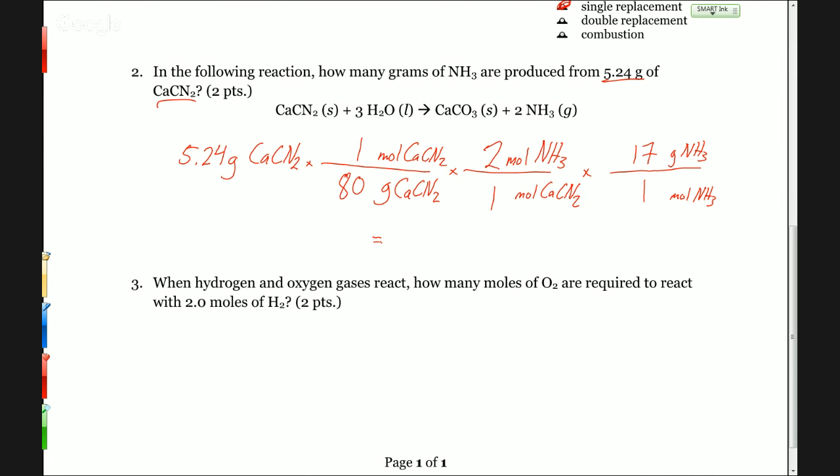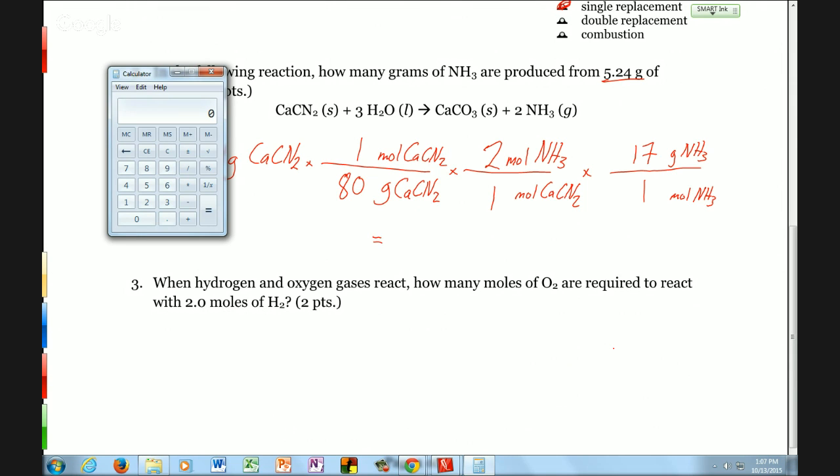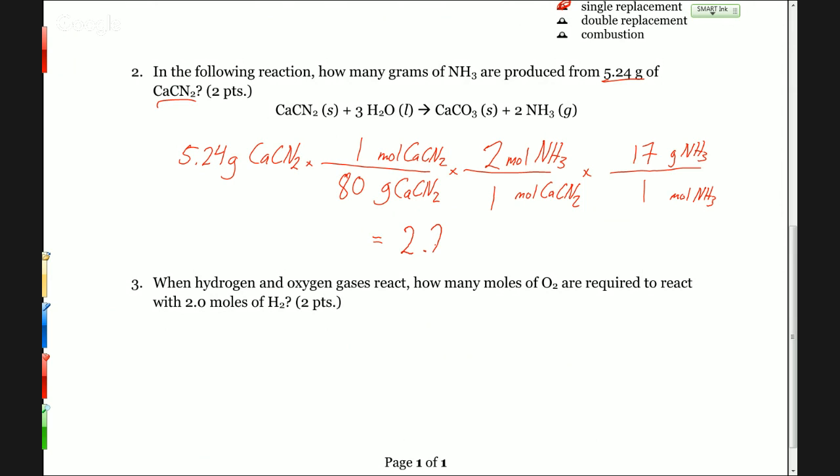So our final total mass is 5.24 divided by 80 times 2 times 17.27 grams of NH3. Get something like that? Yeah, okay, good. So these things will keep coming up.